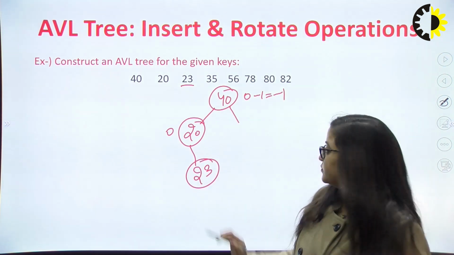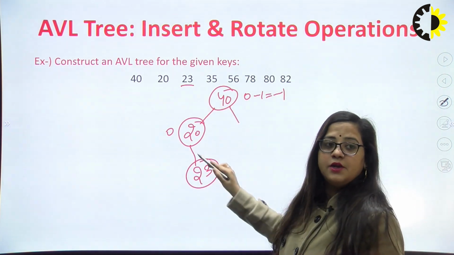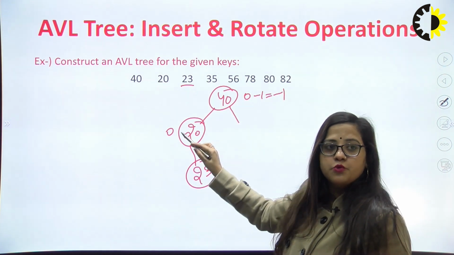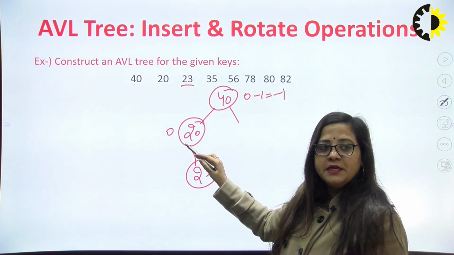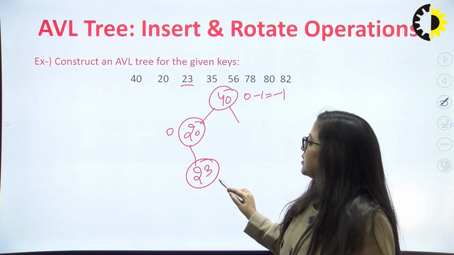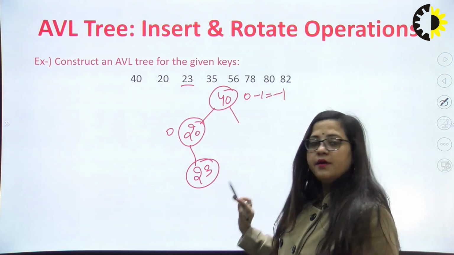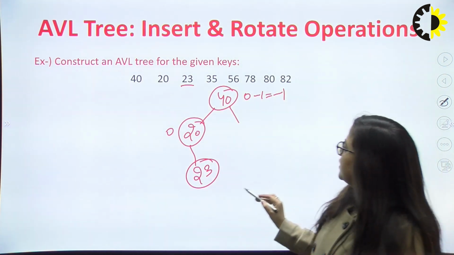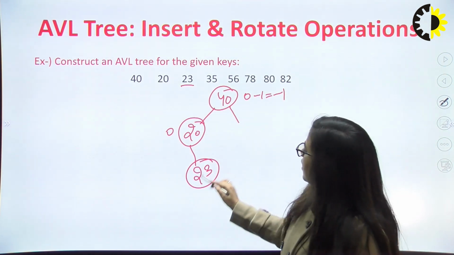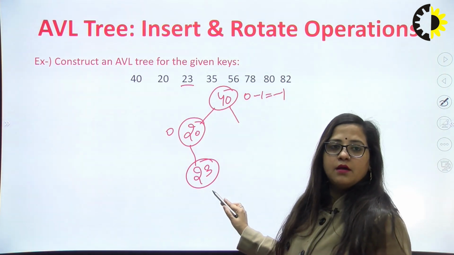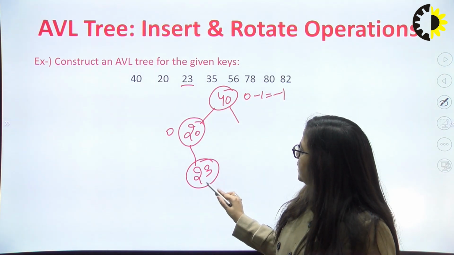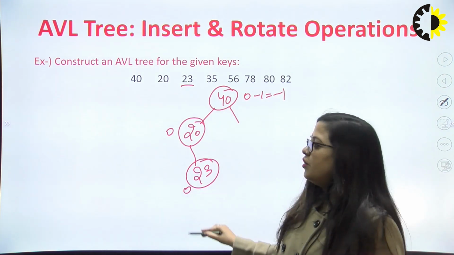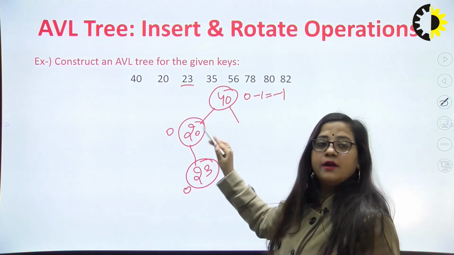To here, because 23 is less than 40, so it goes to the left direction. Now 20 is greater than 20, so it goes to the right direction. Now check each number again. What is the balance factor of this element? 23 is 0, no left or right child. Now check the next number.